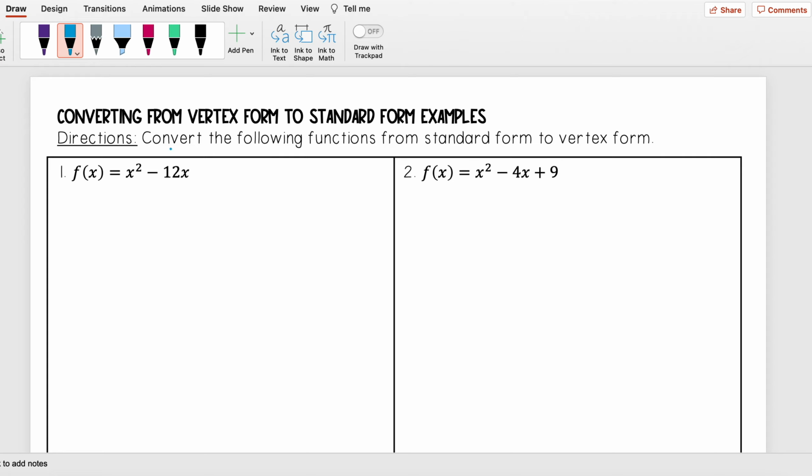So my b term here is negative 12. So I'm just going to write my work over here. So (b over 2) squared is equal to (negative 12 over 2) squared. Well, negative 12 divided by 2 is negative 6. And then negative 6 squared, I get 36. So I'm going to add 36 to both sides. Remember, what I do on one side, I have to do to the other.